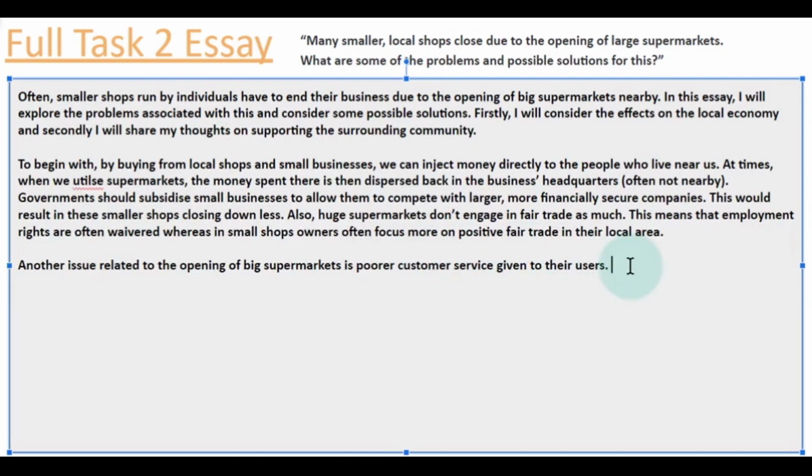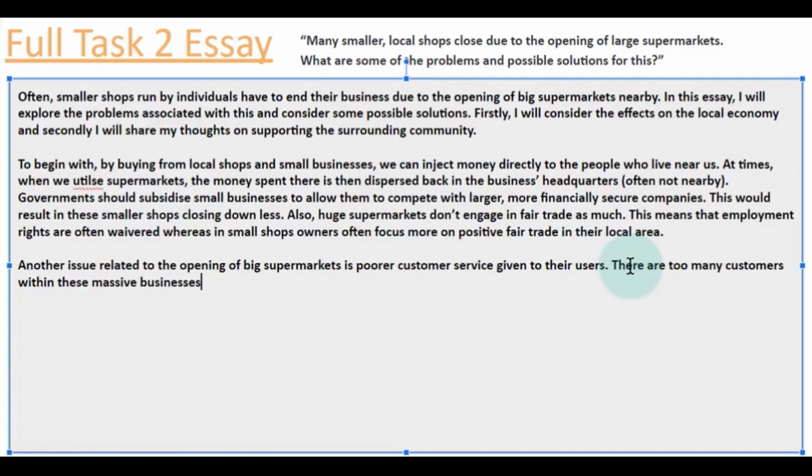So let's go into this in a bit more detail. Topic, and now on to my support sentence, give a bit more information. There are too many customers within these massive businesses.